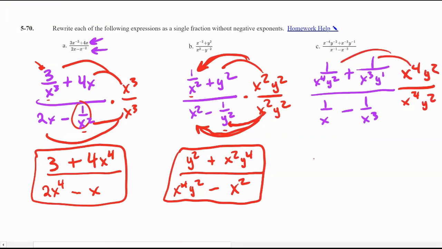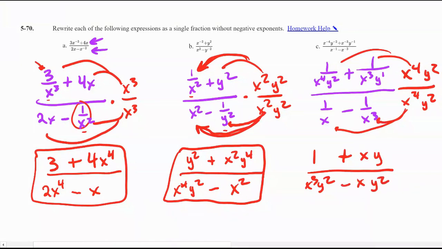The first one, everything cancels out and leaves me with just 1. Then 3 of the x's cancel out, and 1 of the y's cancel out. Then only 1 of the y's cancel out, so I have x cubed y squared. And then 3 of the x's cancel out, so I have x y squared. And there is my final answer.